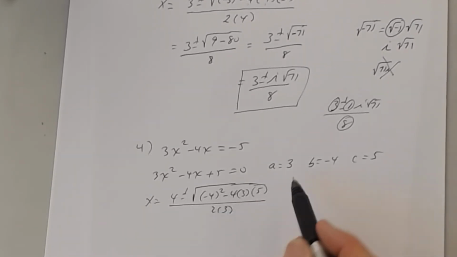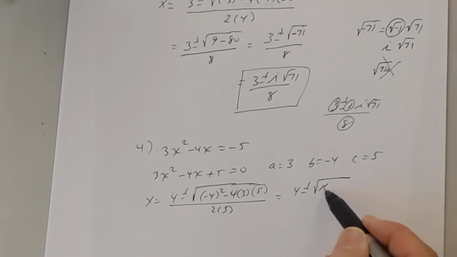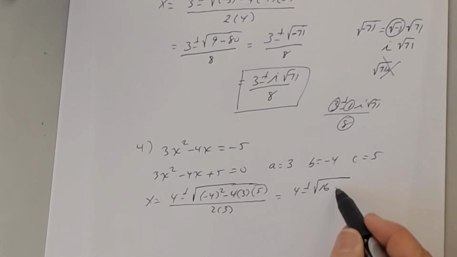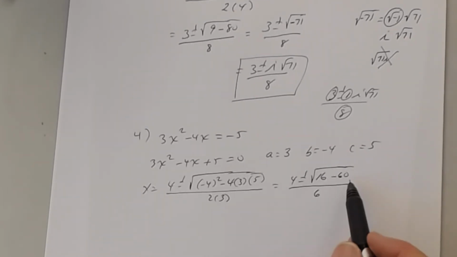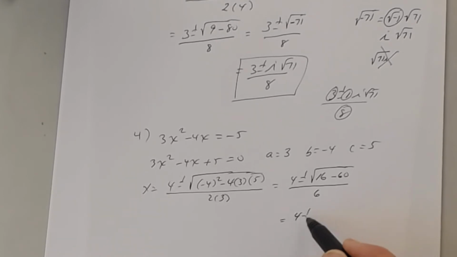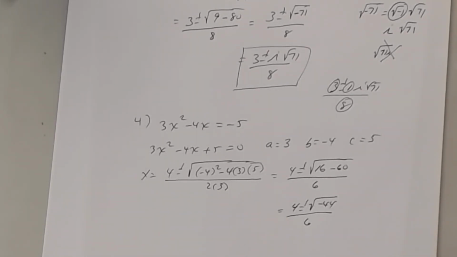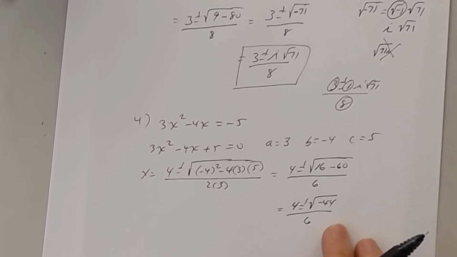So let's simplify the radicand. So I get 4 plus or minus the square root of, what's negative 4 squared? 16. What's negative 4 times 3 times 5? Negative 60. All divided by 6. But what's 16 minus 60? Negative 44. All divided by 6. All right, so that's where I'm at. Are you going to get all your points if you leave it like this? No. Because you know you can simplify the square root of negative 44.